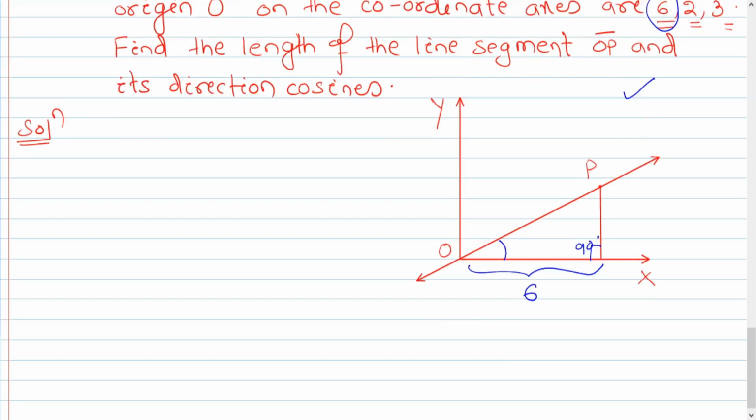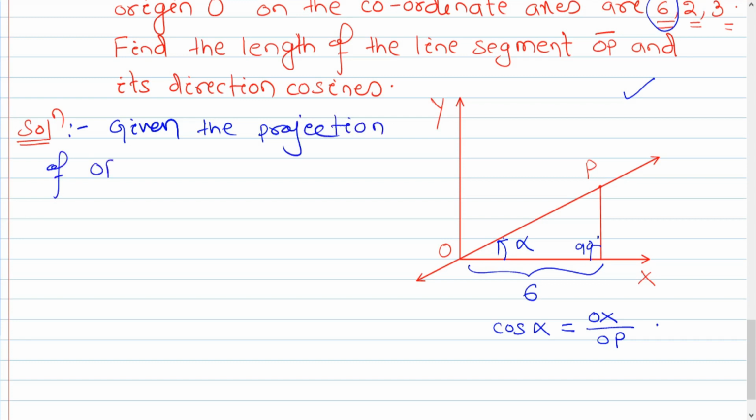If this angle with the x-axis is alpha, then cos alpha is OX by OP. Right? So you write here: solution. Look, it is very simple. Given the projection of the line segment OP on the x-axis is equal to 6.